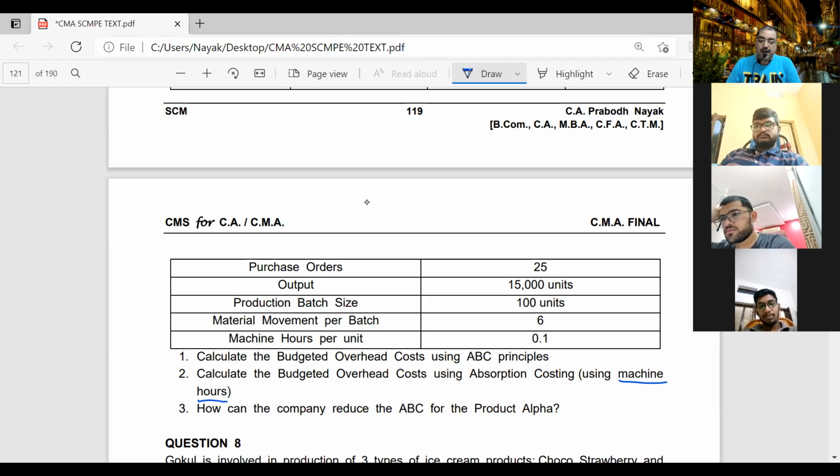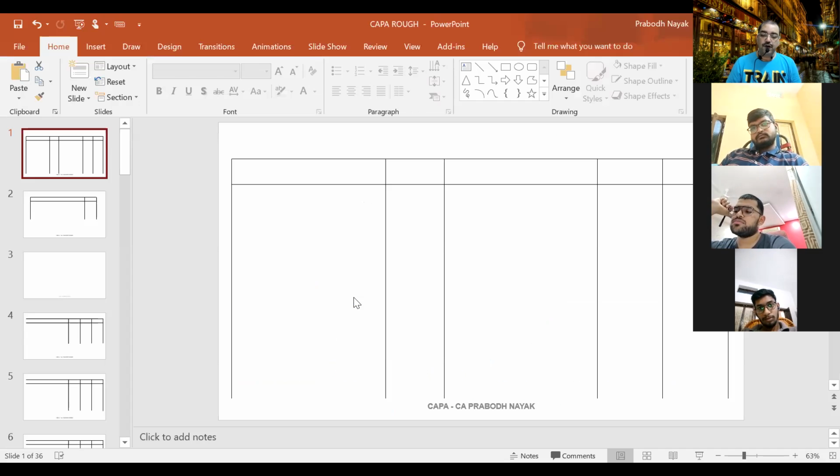Third part is how can the company reduce the activity-based costing for the product alpha? So what methods can be used to reduce the cost for the product alpha? So let us see. We'll first work out the statement that I said. Last time I told you that we prepare a standard statement for activity-based costing. So let us start with that now.